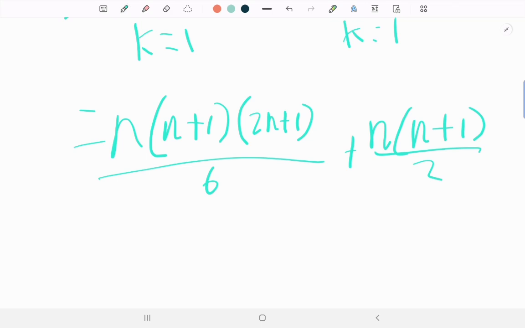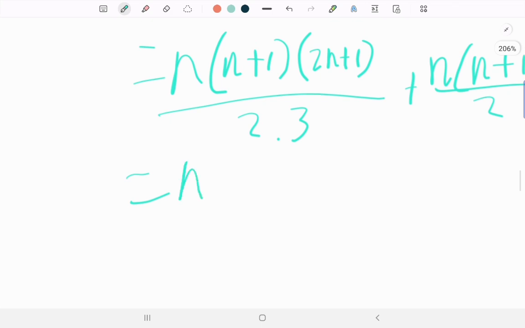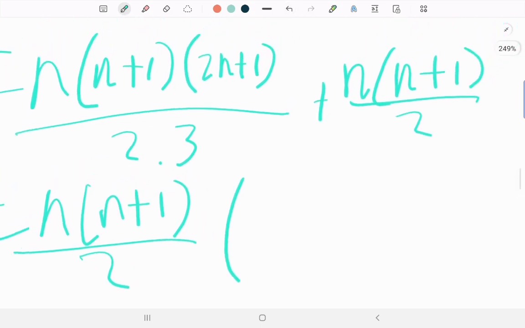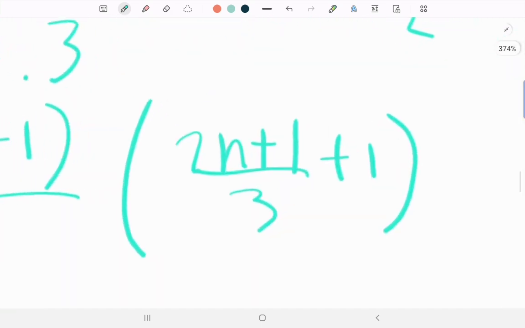And we can see that they are both similar, since they both have n times n plus 1 divided by 2. So now we can factor it out from both terms. n times n plus 1 divided by 2 times, like this, 2n plus 1 divided by 3 plus 1. Now we can simplify. We can move the 3 to the upper side. So now this becomes plus 3 and this becomes 2n plus 4.